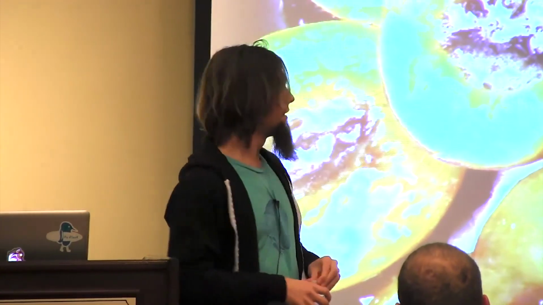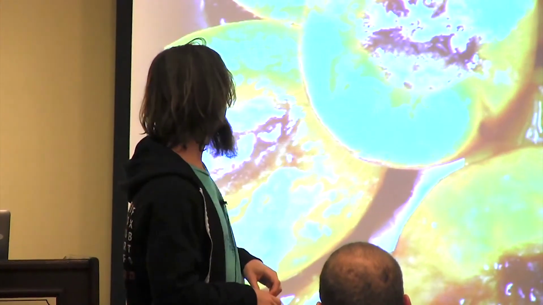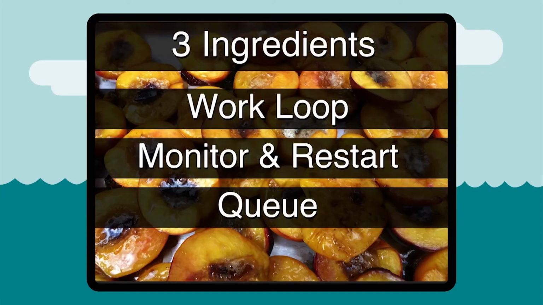All right, so let's distill down the 3 ingredients that it takes to make a background job system. It's peaches, butter, and sugar. It's really delicious on the grill. No, it's actually a work loop, some loop of code that's picking up a job, running it, picking up the next job, running it. Maybe there's polling, maybe it's push, whatever.